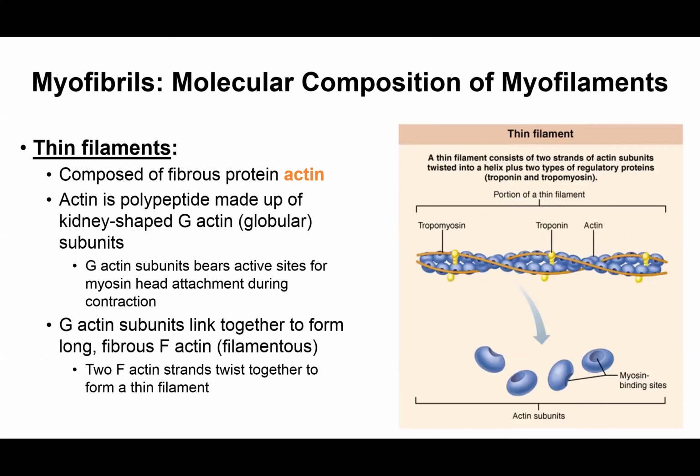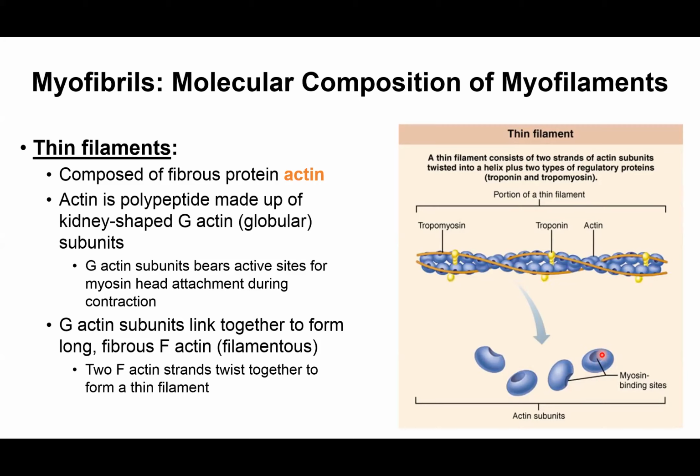So again, thin filaments are composed of the fibrous protein called actin, which are the blue subunits that you see here. It's a polypeptide made of what's called globular or G-actin subunits. And these subunits have little active sites on them, and this is where the heads of the myosin are going to attach.